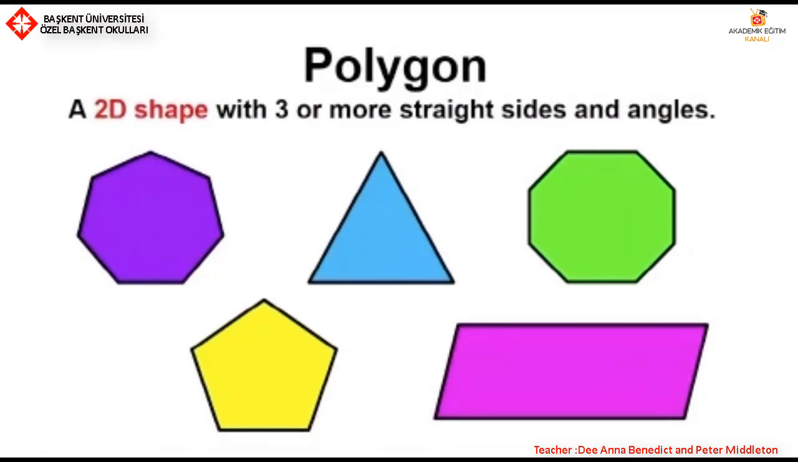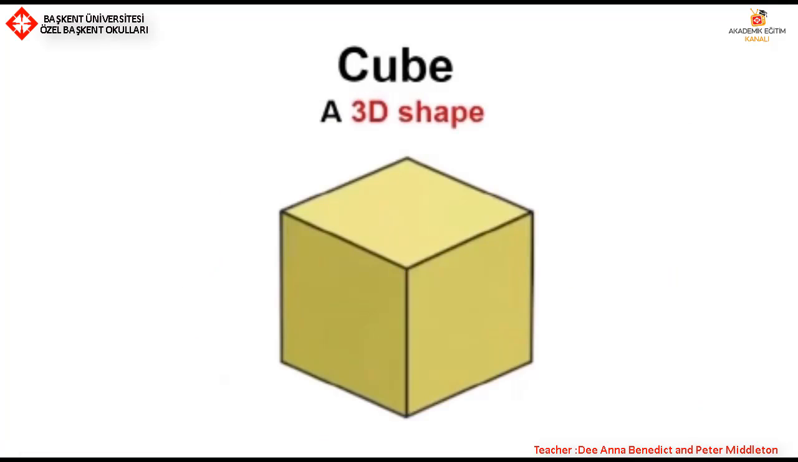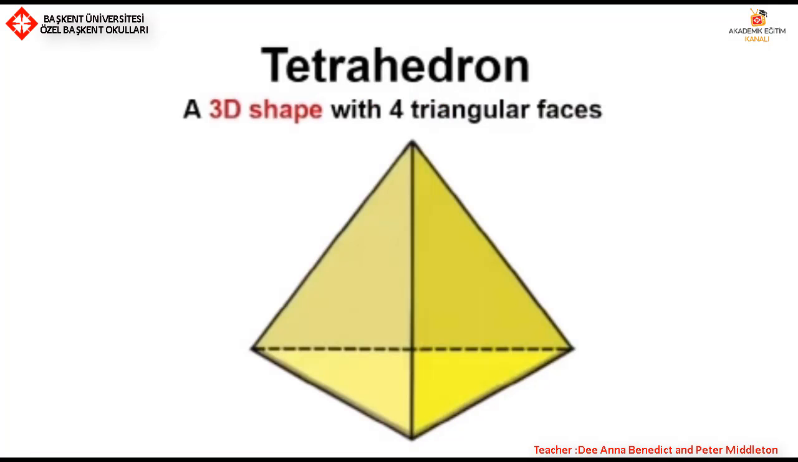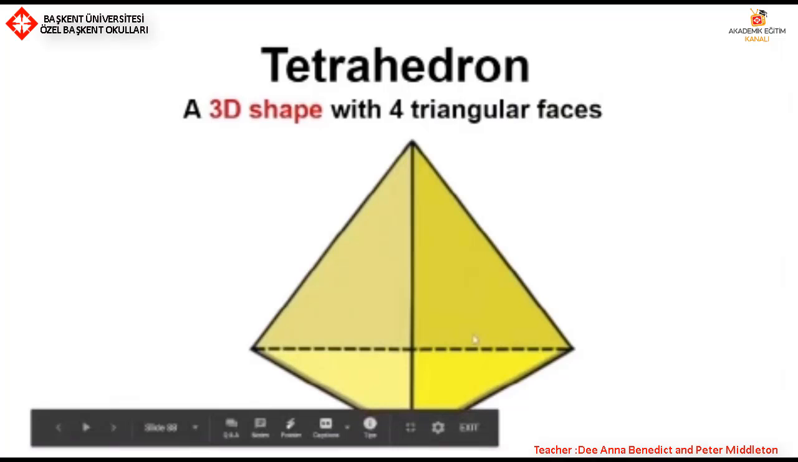Remember, a polygon is a 2D shape with 3 or more straight sides and angles. A cube is a 3D shape. A tetrahedron is a 3D shape with 4 triangular faces. 1, 2, 3, 4.